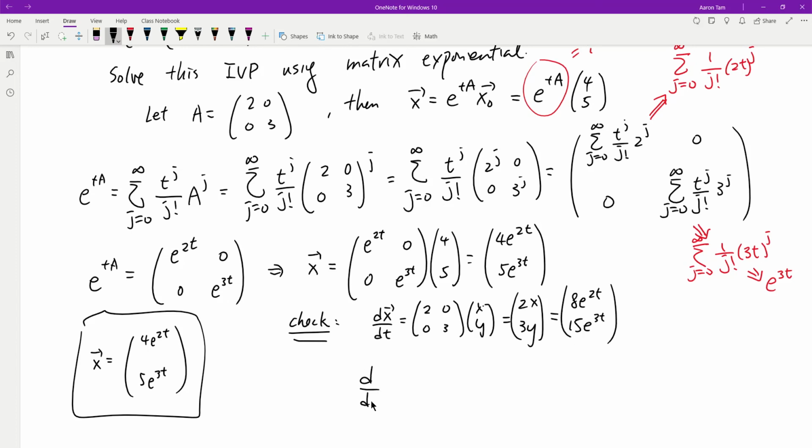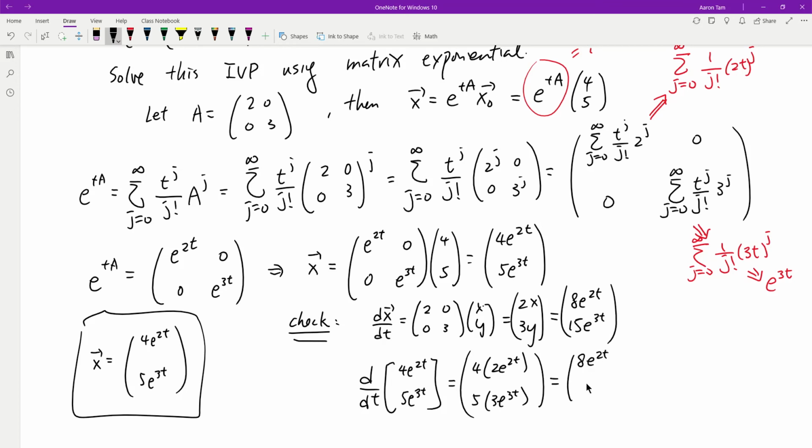I'm going to take the derivative with respect to t of our vector x, which is 4 e to the 2t and 5 e to the 3t. And when I do that, I get 4 times 2 e to the 2t and 5 times 3 e to the 3t. That comes out to be 8 e to the 2t and 15 e to the 3t, which is exactly what 2x, 3y equals.